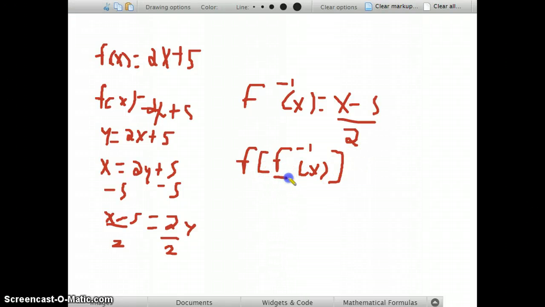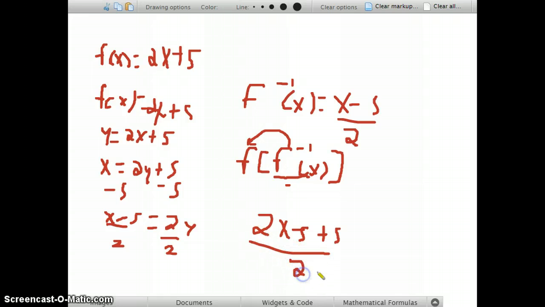So then, because this is being substituted into this other function, I'm basically putting x minus 5 over 2 in, so 2 times x minus 5 over 2, plus 5. This will be the same thing, because it's going to end up equal to x. Now that means that they are inverses, because they both equal x when you do this, f of f negative 1 of x. And even if I did f negative 1 of f, it would be the same. It would equal x, because I know for a fact they are inverses.